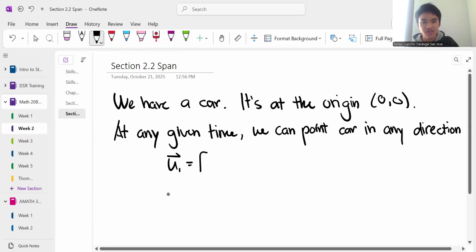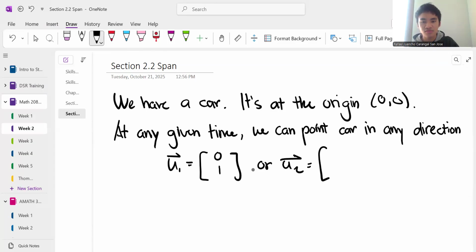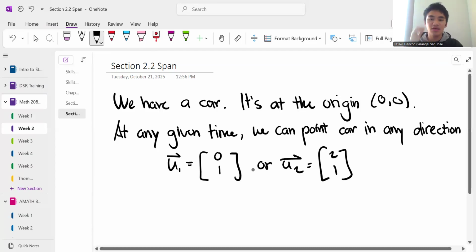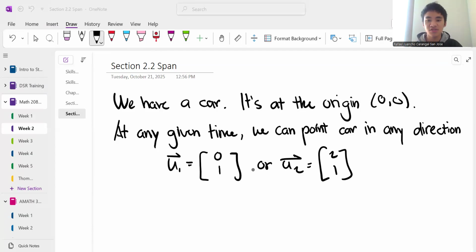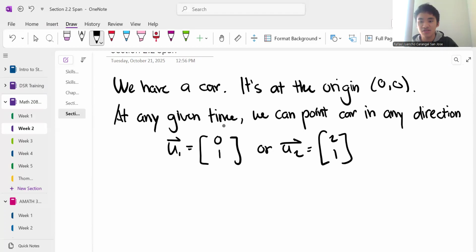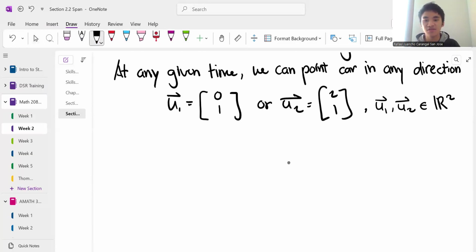Let's say we have these vectors here, u sub 1, which is 0, 1, and this u sub 2 vector here, 2, 1. We notice that these two vectors have two components, and so we can say that we are in R2. Both u sub 1 and u sub 2 are vectors in R2. So this car can go forward or reverse.